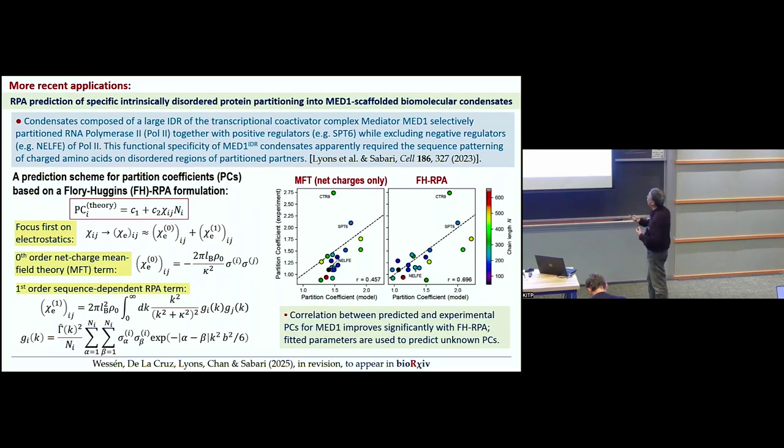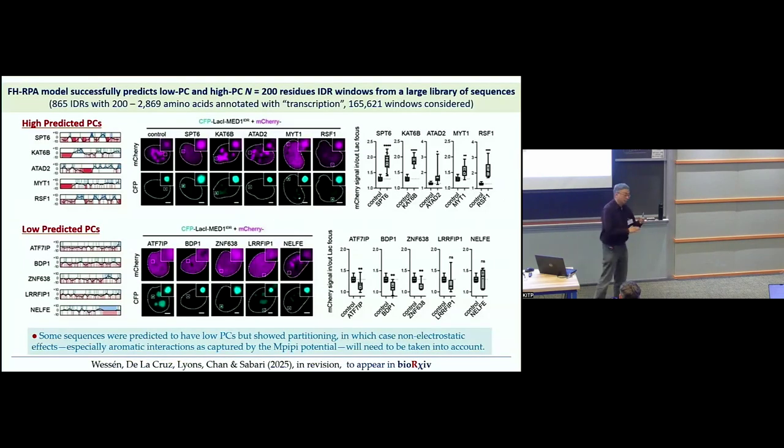And you can see this from the known partition coefficients measured by Ben's group. If you just use the mean field theory, with net charges only, you get a certain correlation, but it's not great. If you include this RPA, which takes into account the sequence pattern, it does significantly better. The R is up to 0.7. And so we use this kind of correlation to tune a few parameters in a model to try to predict partition coefficients into MED1 for sequences that don't have experimental data. So this is a high throughput method.